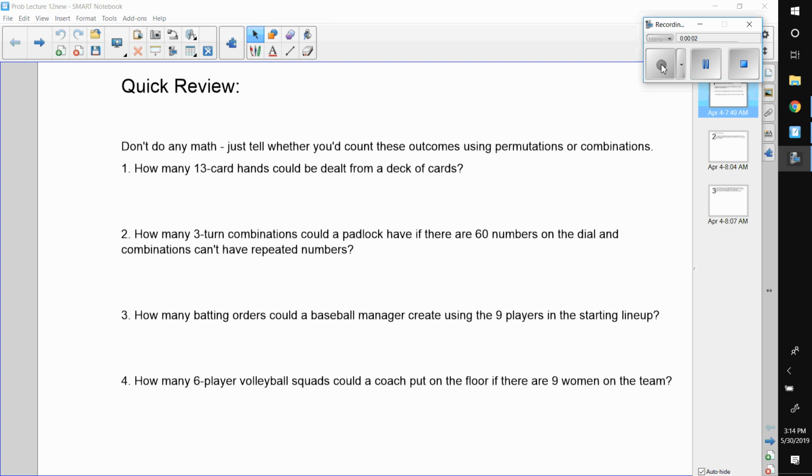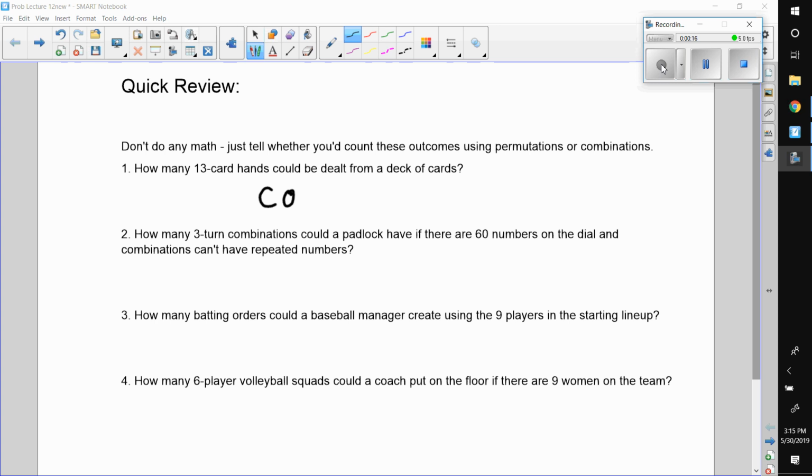Okay, so just a quick review of your permutations and combinations. Without doing anything, I'm just going to go over which ones would be a permutation versus a combination. So, 13 card hands that could be dealt from a deck of cards. This is going to be a combination. We don't care about what cards you're going to get.